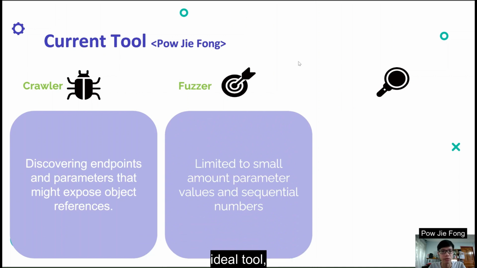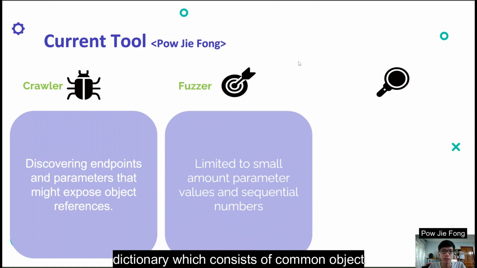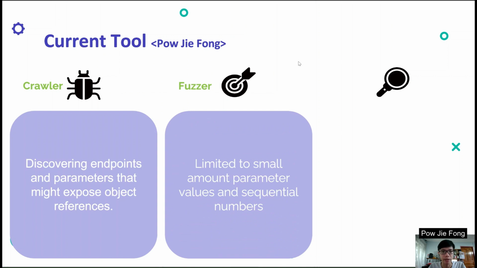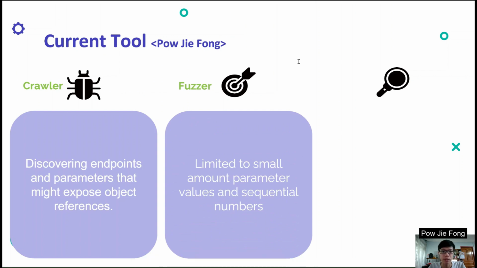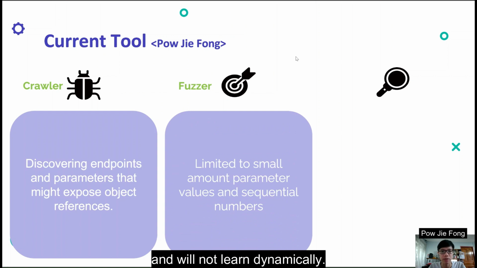Next is the fuzzer, which, compared to the ideal tool, takes in a fixed dictionary which consists of common object references like user ID or account ID, and then adds an equal suffix with increasing sequential numbers at the back. This only works if the application uses common words and sequential numbering, thus it is limited in scope and will not learn dynamically.